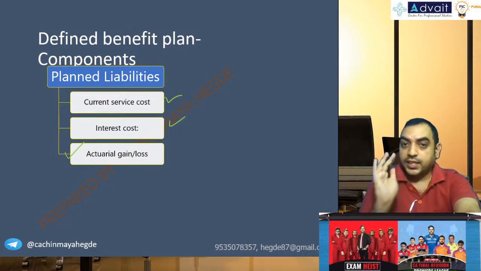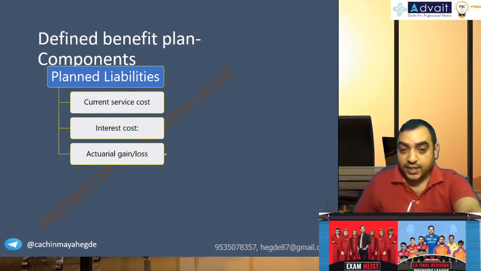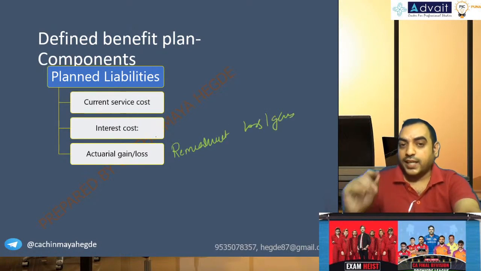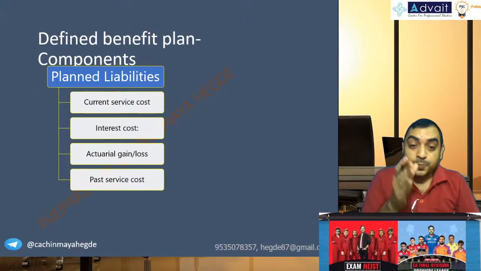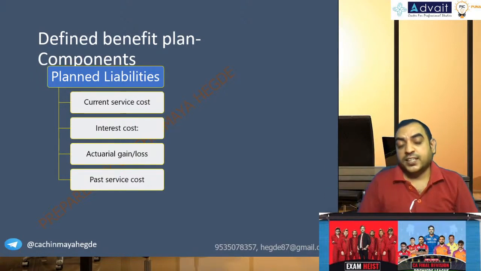When those change, that should also be accounted, and this is also called remeasurement changes, loss or gain, called actuarial gain. Then past service cost. Past service cost means the expense recognized in the current year but relevant for previous years.